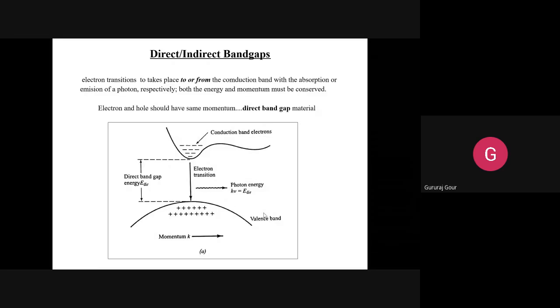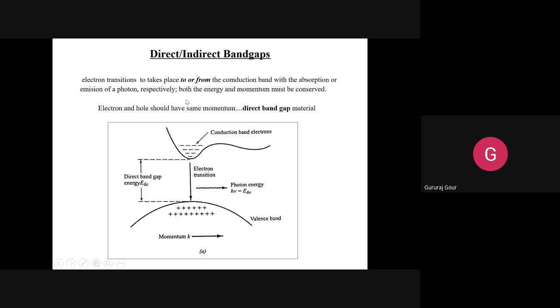Now coming to the main topic, direct band gap and indirect band gap. So far we discussed the basics to understand these things. So what do we mean by this? Electron transitions. Here the conduction band is shown roughly like this, and the valence band like this. The conduction band has negative ions, and here the positive ions are static.